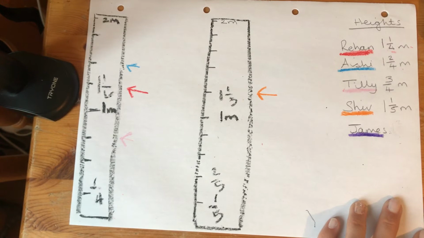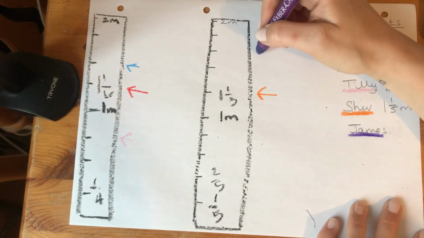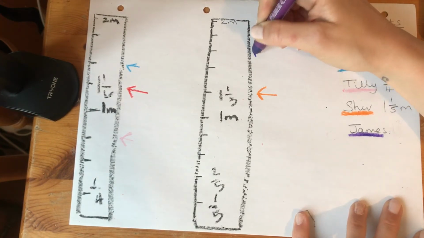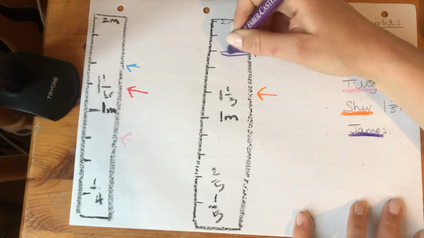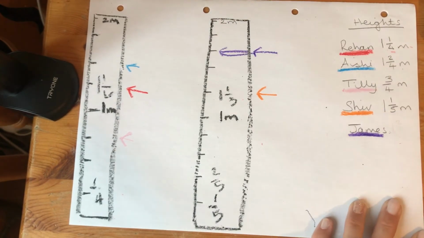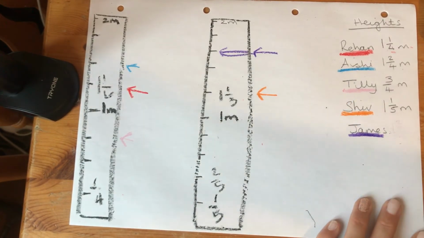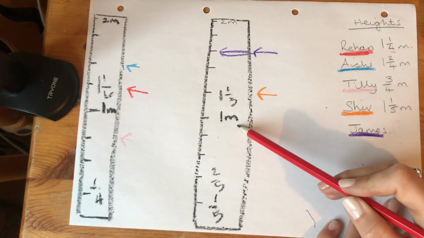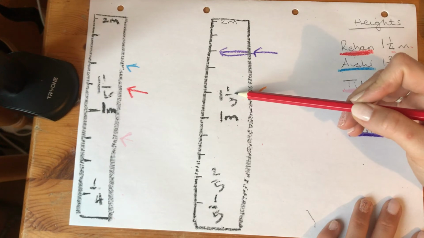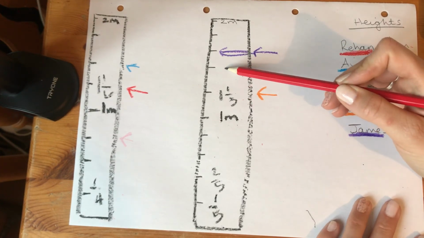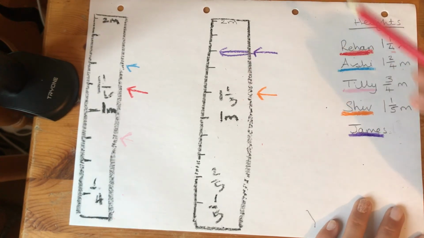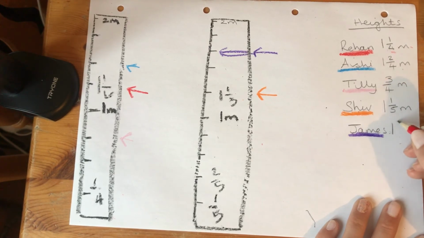And James I'm going to put on here. It's not a very straight line. That is where James is. So have a little think, what is James's height? So there's our 1 metre, and then we're going to count up in fifths. So 1 metre and 1/5, 1 metre and 2/5, 1 metre and 3/5. So we know that James is 1 metre and 3/5 tall.